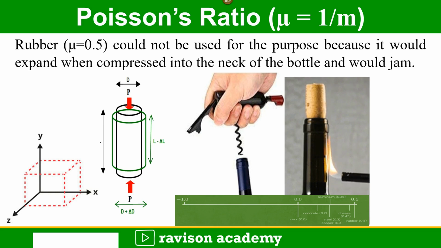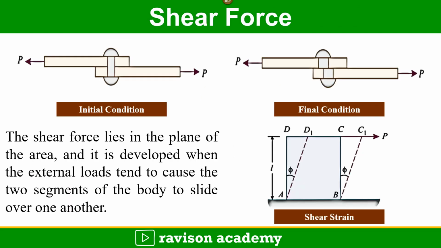So we need a material, we want to select a material, that is cork. That's why cork is selected as a material for closing the bottles, right. Even if you apply a compressive load, it will not change its direction. So the Poisson's ratio is 0 here.